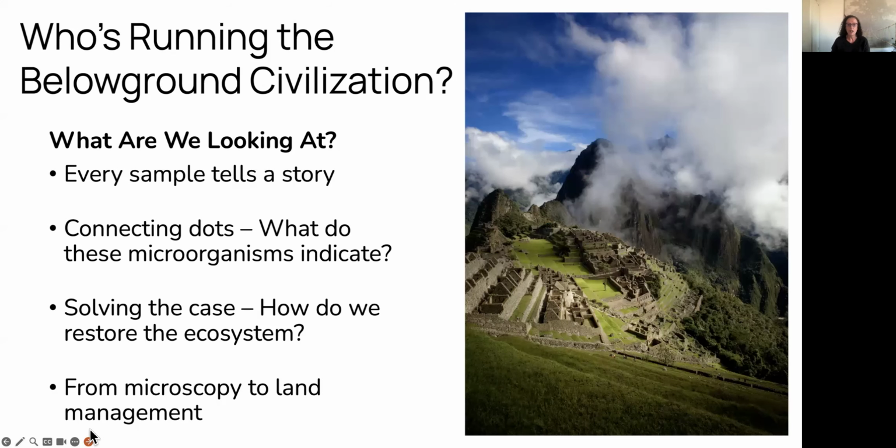So who is running our below ground civilization? What are we looking at? Every sample tells a story, and we need to uncover that story. We can connect the dots, because what we see is what we can connect to what the microorganisms indicate. And we can solve the case, and that's how we can restore the ecosystem. We need to go from microscopy ultimately to land management, which looks like a very large leap, but it's something we can definitely do.